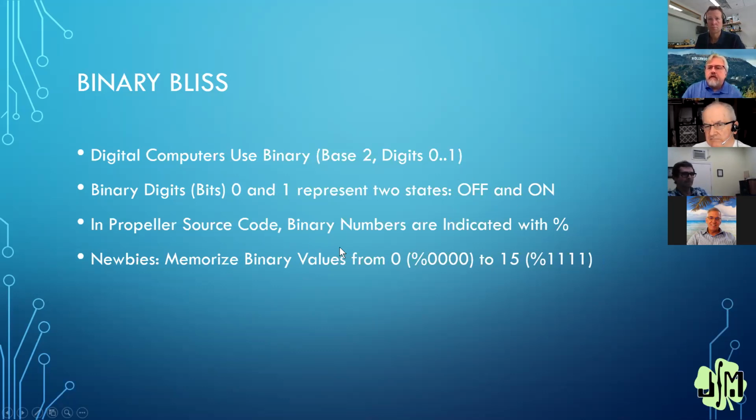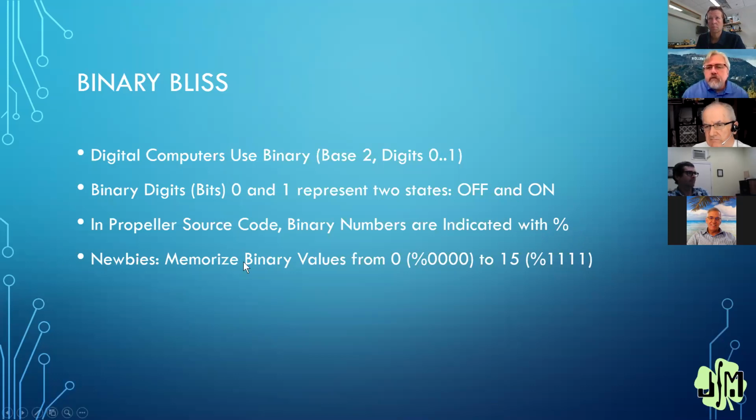In the Propeller, we use a percent sign at the beginning of a group of ones and zeros to tell the compiler and other programmers, hey, this is binary. So if I see 1010 unadorned, that's decimal 1010. If I see percent 1011, that's binary 11. So that indicator is important. We need to remember that.